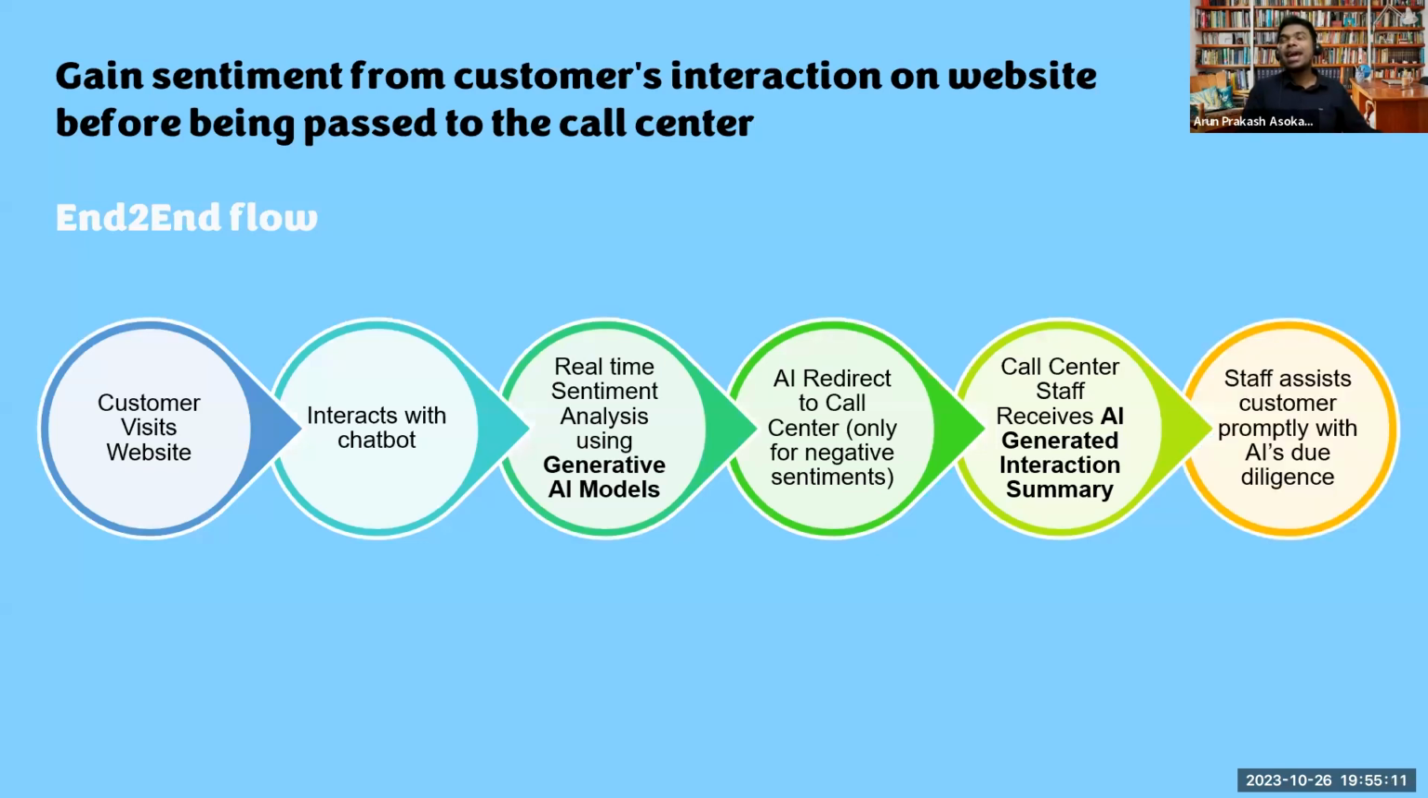Now, think about this AI, which is creating a summary and clearly tells the staff, look at this, this is the problem he has, and you need to help him then and there. The staff assists the customer promptly with AI's due diligence, and the customer ends up returning home happily with his issue solved. This is how I envision a system, right?